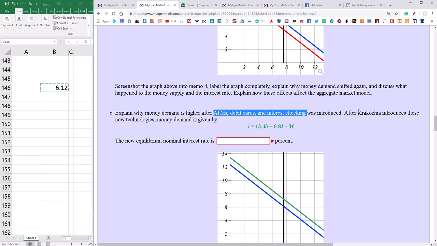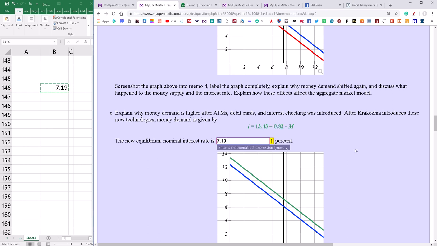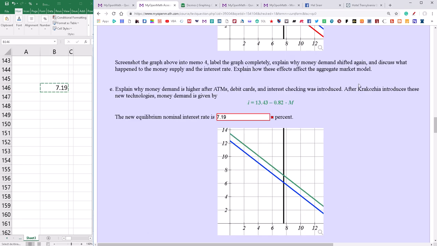Okay, so we end up with a higher demand curve, right? So I'm going to change the 12.36 from the blue demand equation to the 13.43 on the green demand curve, and we get an interest rate of 7.19. So we're higher on the supply curve, right?